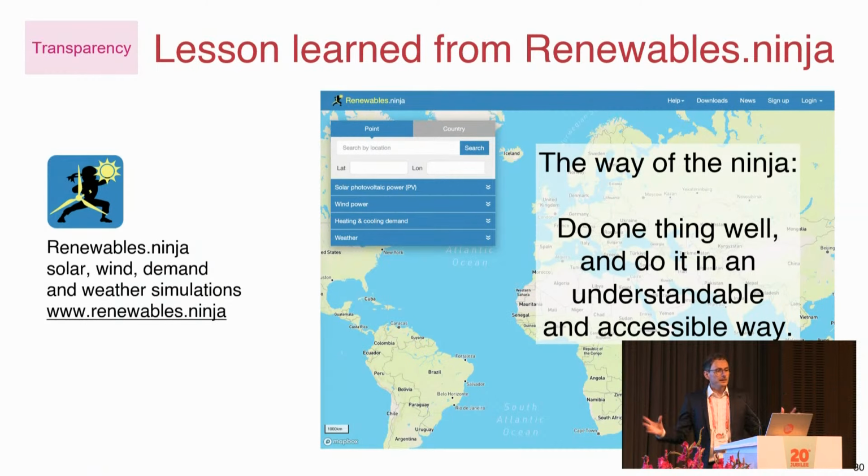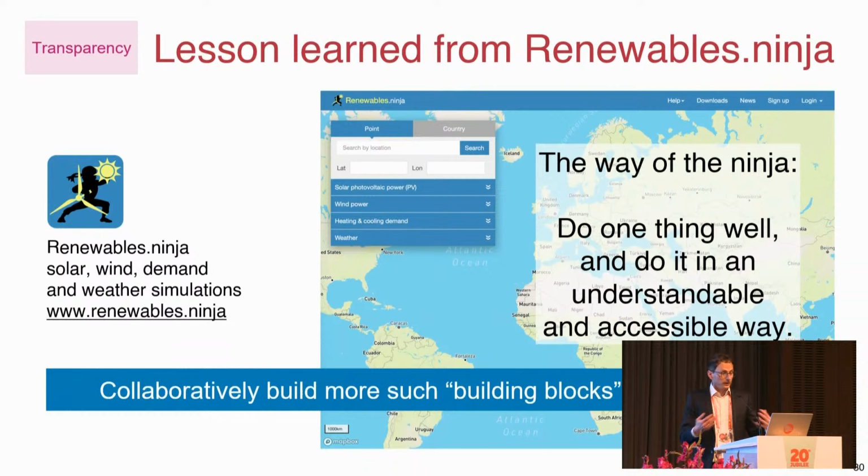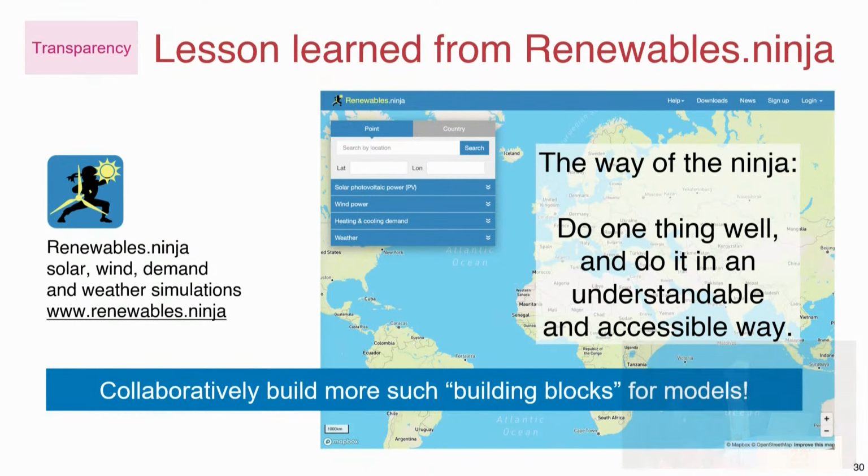And the thinking behind this is ultimately also a bit of an evolution of lessons learned from building and running Renewables Ninja, which I think has been a huge success. And the lesson is really, if you do one thing well, and you do that in an understandable and accessible way, then it becomes a valuable resource. So in a sense, what we'd like to do now is to build almost like a meta Renewables Ninja, where we have these individual building blocks that do one thing well, but add up to something that's greater than the sum of its parts. And of course, to look into doing this collaboratively with different people across institutions and different areas of expertise.